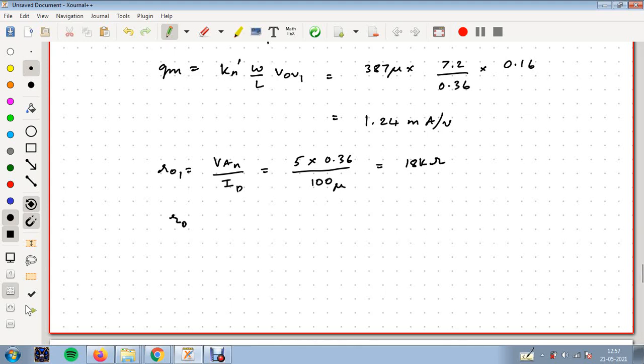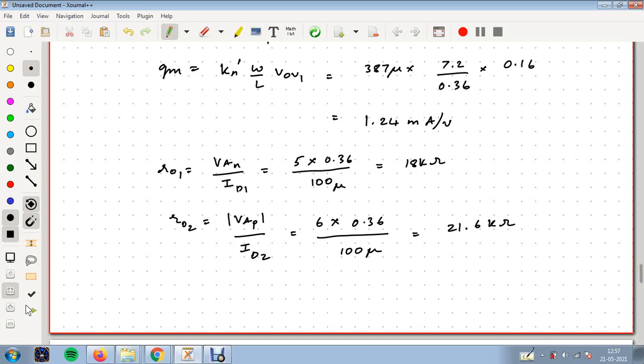Similarly, RO2 is mod VAP divided by ID. I call these ID1 and ID2. So this is 6 into 0.36 divided by 100 micro. That will give me 21.6 kilo ohms. So if I calculate the voltage gain now, it becomes minus GM into RO1 parallel RO2.